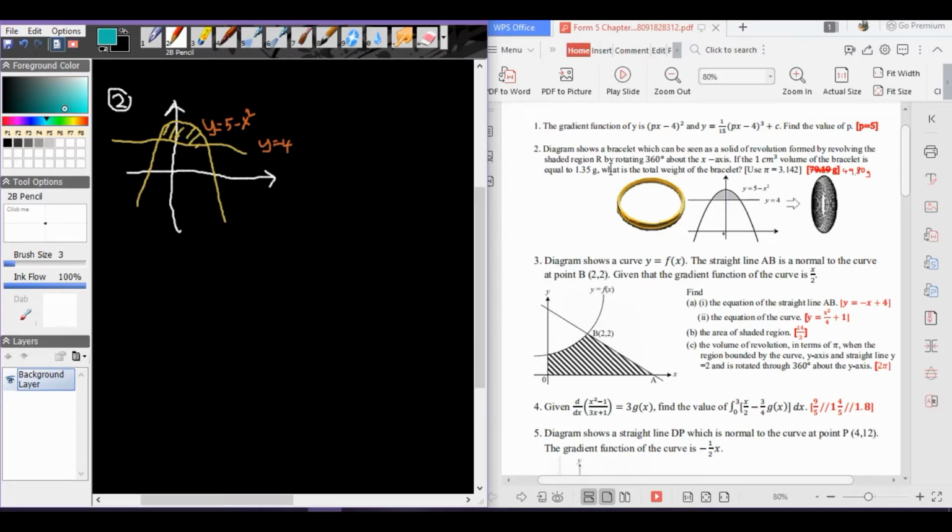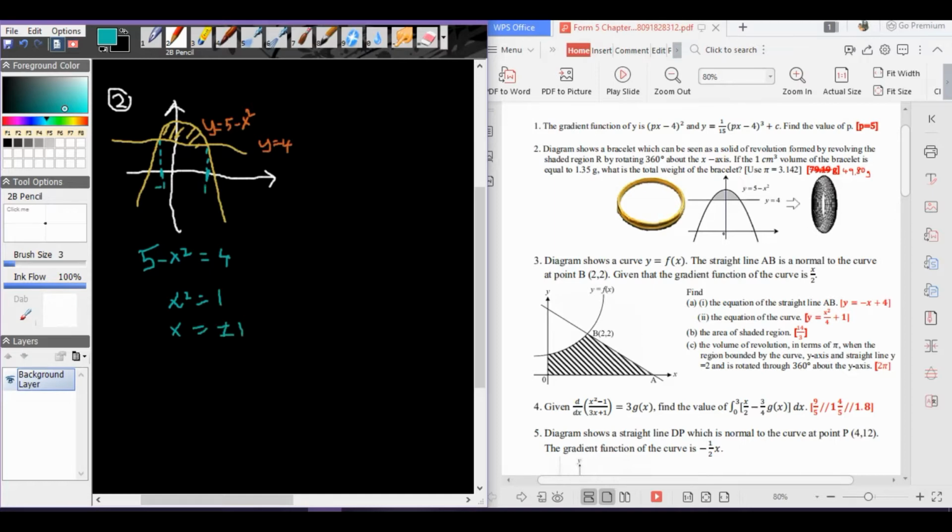Number 2. The diagram shows a bracelet which can be seen as a solid of revolution formed by revolving the shaded region R by rotating 360 degrees about its axis. First we have to find the volume of this shaded region R. How to find this volume? We have to find the intersection point first, the coordinates of these two x-intercepts. You substitute this into this equation, so you will have 5 minus x squared equals 4. So x squared equals 1, x equals plus or minus 1.